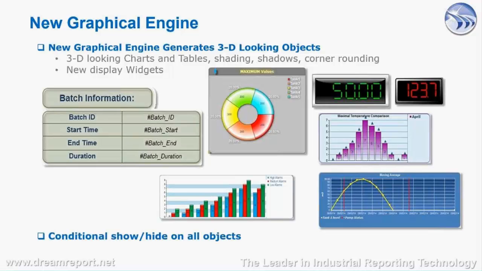We also have the ability now to conditionally show or hide any object on a report. So you might want to only display a certain chart if some other value or some other condition is met. Or at the moment the report is run, we could look at a real-time value in a PLC or the HMI, and depending on the state of that analog or discrete value, we could then show or hide the graphical object.